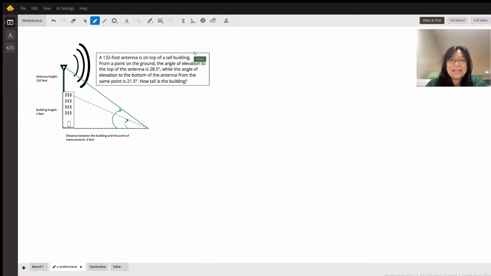Hello, I'm going to explain this problem. A 132-foot antenna is on top of a tall building. So that's the antenna height right here. That is 132 feet.